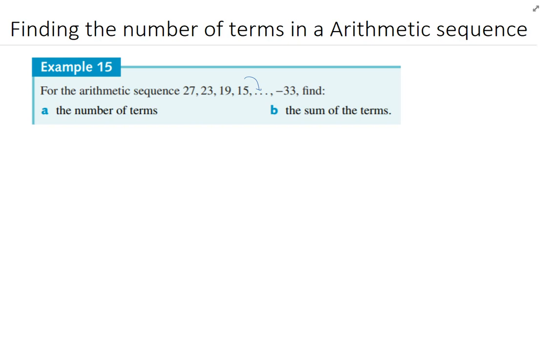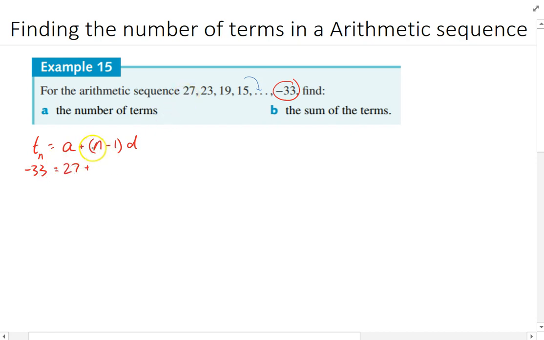So let's look at our formulas. We've got the nth term is equal to a plus n minus 1 times the common difference. Now, what do we want to know? We want to know the number of terms in the arithmetic sequence. In other words, we want to know what n is. As long as we know what everything else is, we should be fine. The nth term is the last term, and the last term is this guy here, negative 33. The first term is pretty obvious, 27, plus n minus 1, we don't know. But we do know the common difference, it's negative 4.